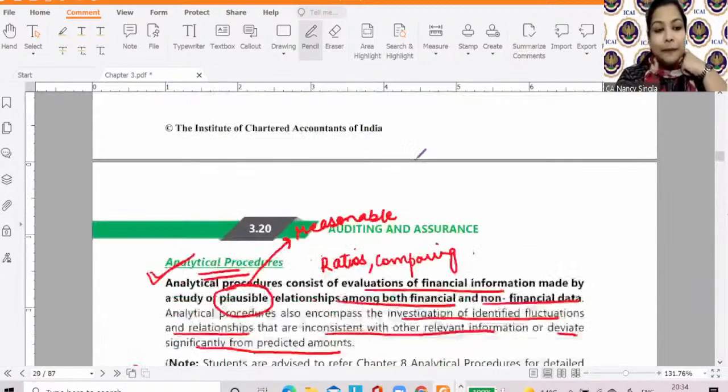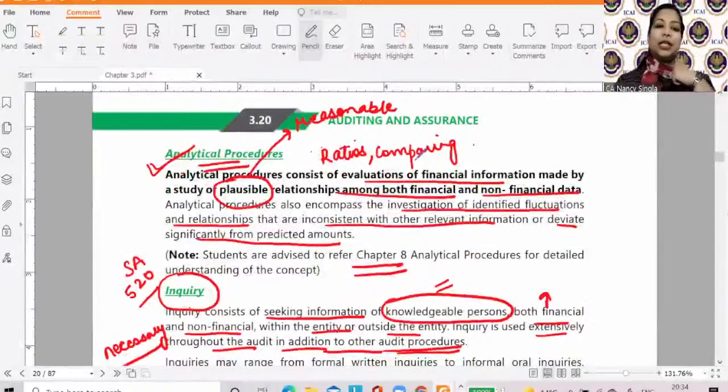Okay. Analytical procedures. For now, just try to understand that this is evaluation of financial information. You are studying the plausible, that is the reasonable, relationship between financial and non-financial data. And in case of any identified fluctuation, will we ignore it? No, we are giving an expert opinion. We will work on that. We will investigate that. Now investigate does not mean the official investigation that we did in chapter number 1. It means you will check that in detail.